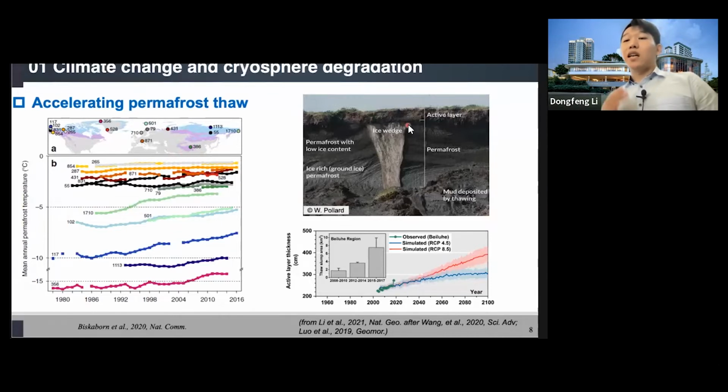With the increase of the permafrost temperature, the top layer of the permafrost, called the active layer, will increase in thickness, which means that the ground ice could melt. When the ground ice melts, it can destabilize the landscapes and cause subsidence, thaw slumps, and many slope failures.